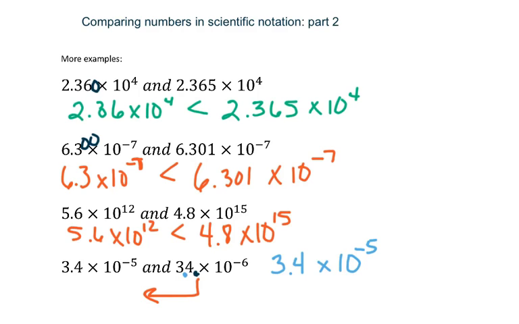Now it's time to compare the numbers. So I'm comparing 3.4 times 10 to the negative 5th with 3.4 times 10 to the negative 5th. Since they ended up being the same, we would just put that they are equal. So 3.4 times 10 to the negative 5th is equal to 34 times 10 to the negative 6th. And that is the end of these notes.